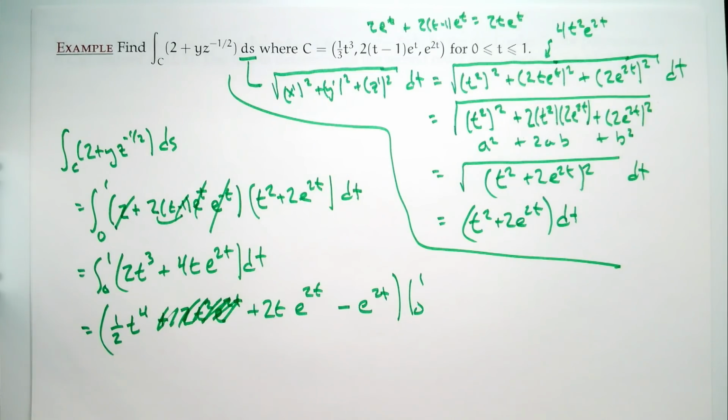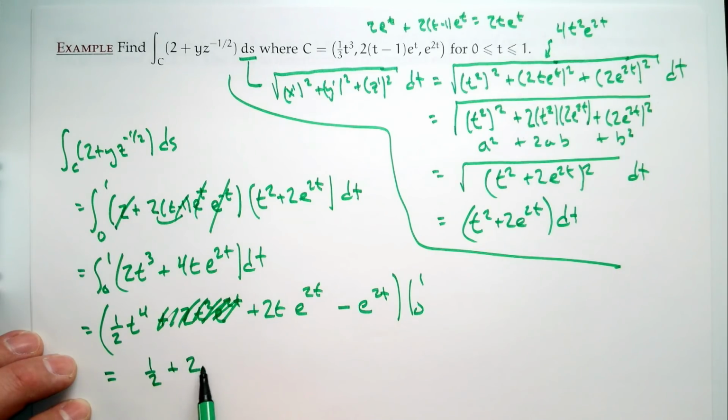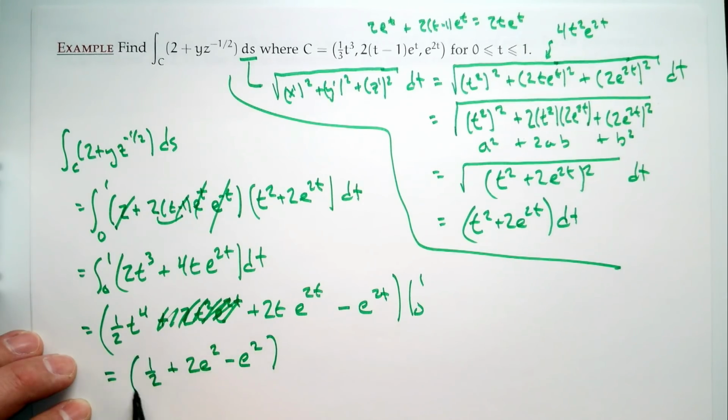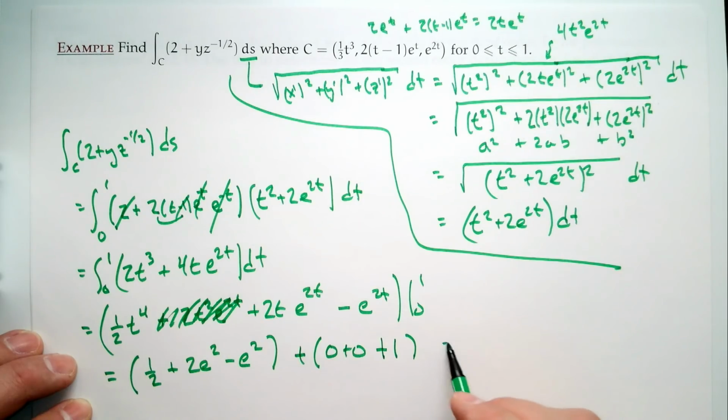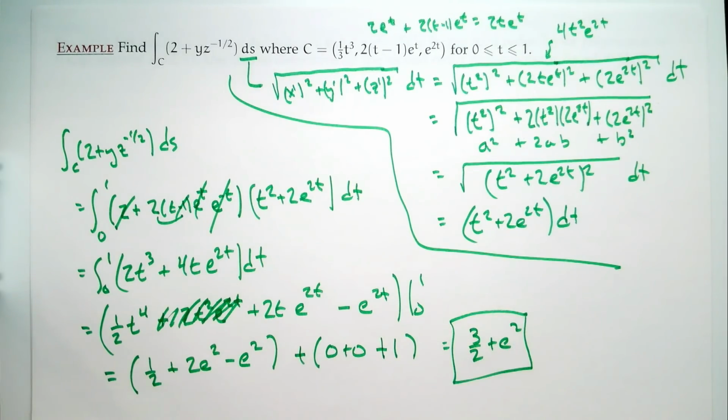It works out. Now you plug in 0 and 1. So if we plug in 1, you get 1/2 plus, here you get 2e to the 2, then you're going to subtract e to the 2. And then minus, plug in 0, you get 0 plus 0 minus 1. And so we end up with e squared, and then plus 1/2 plus 1 means we get 3/2 plus e squared. All right, good.